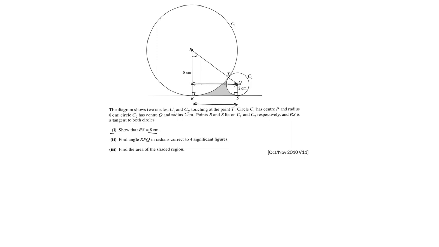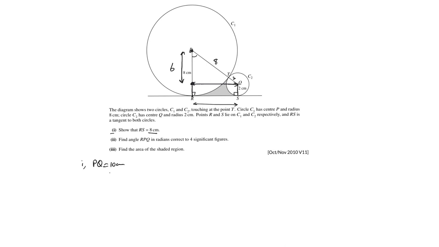Now in a circle the radius remains constant. So if PR is 8, then PT will also be 8. If QS is 2, then TQ will also be 2. So this means that the length of PQ is 10 centimeters. Now this height needs to be calculated. If you know that this length is 2, this length will also be 2. Total length was 8. 8 minus 2, this would be 6.